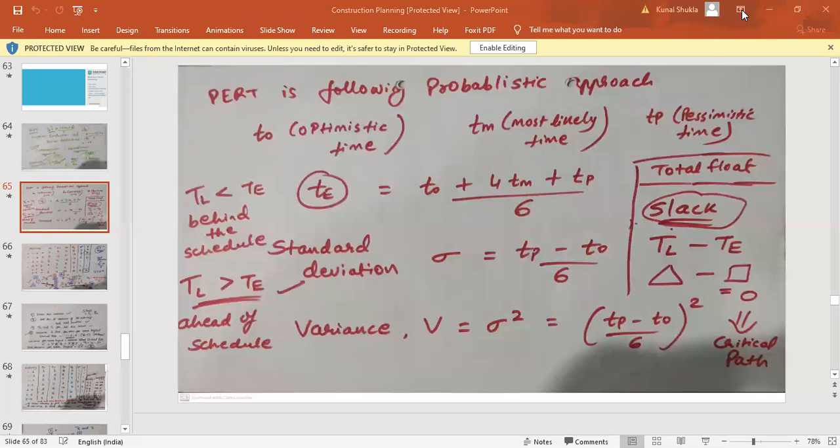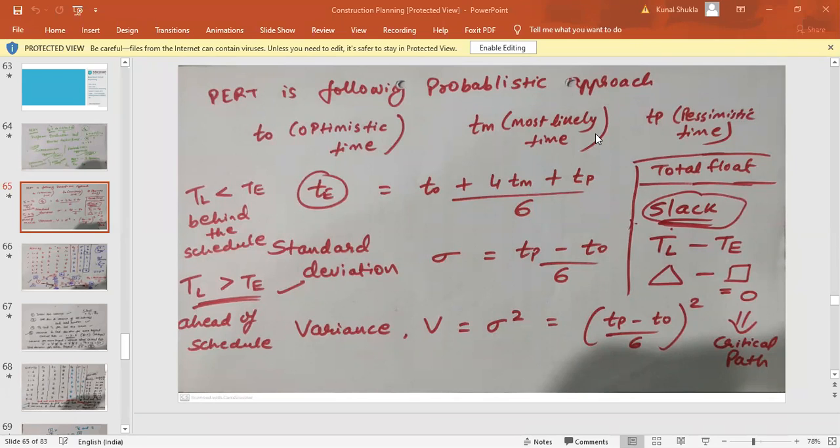Yes. When total float is 0, the path that contains all the values of total float 0. And what is the other method that we used first? Maximum days, right? Yes, maximum.